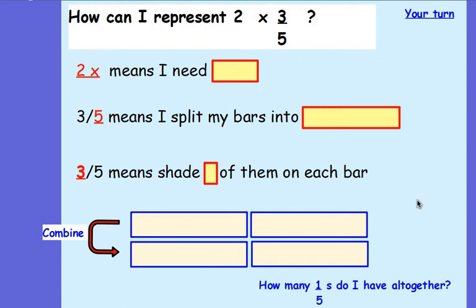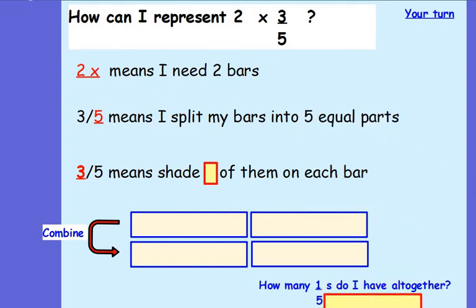Right, let's go through it. So we've got 2 times 3/5, so I need 2 bars. Here's my 2 bars at the bottom. 2 times 3/5 means I need to split each of those bars into 5 equal parts this time. So let's do that now.